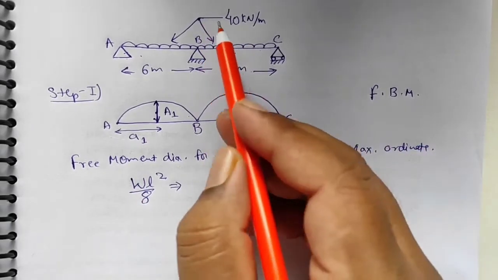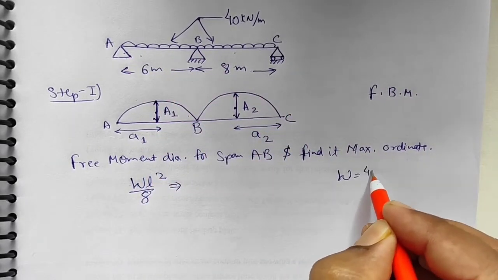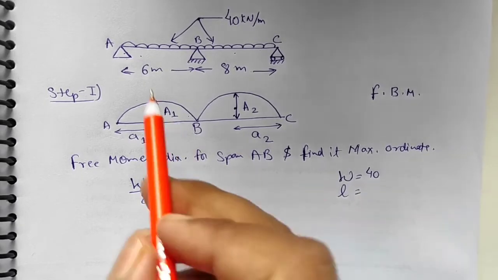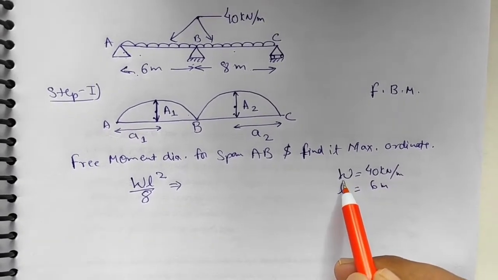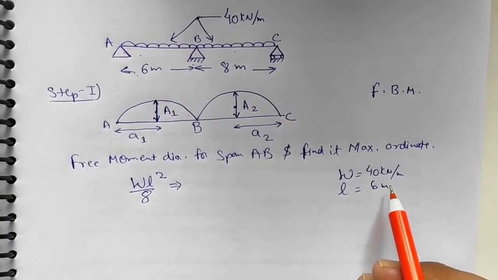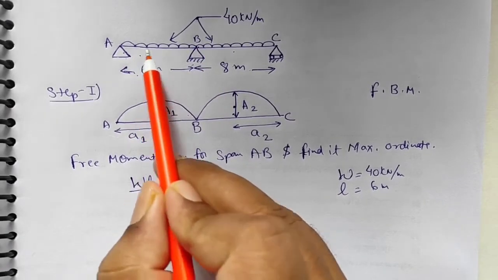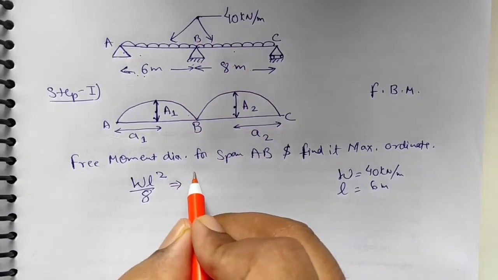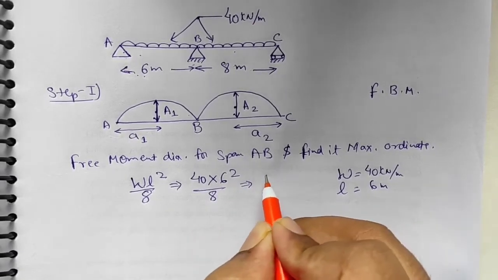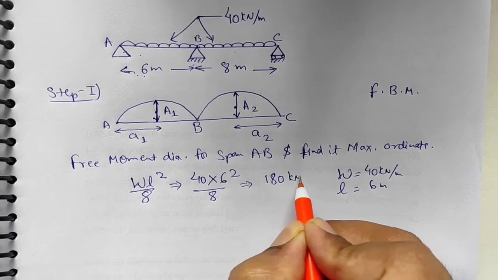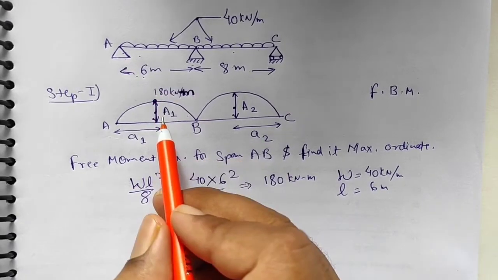Here W is the 40 kilonewton per meter loaded on the beam AB, and L is the length of the beam, that is 6 meter, as our first beam AB has length 6 meter and a UDL of 40 kilonewton per meter. Now let us put the values in our equation, which gives 180 kilonewton meter. So this is the value of the maximum ordinate for the beam AB.